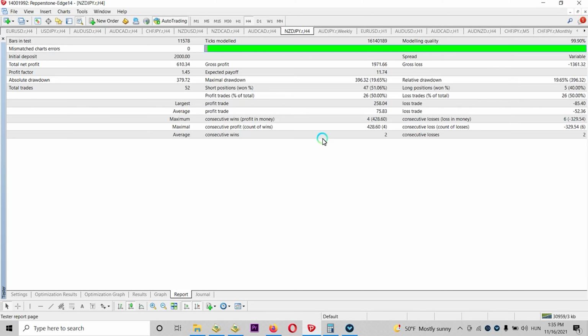The consecutive wins and losses are also very interesting to me. The drawdown too. I don't like really high drawdown. It is somewhere the maximal drawdown that I tolerate.